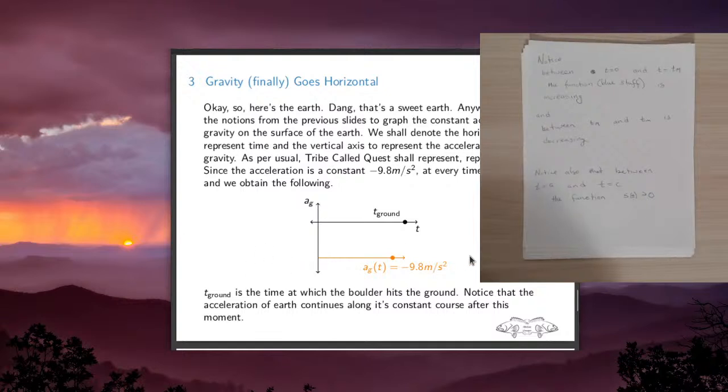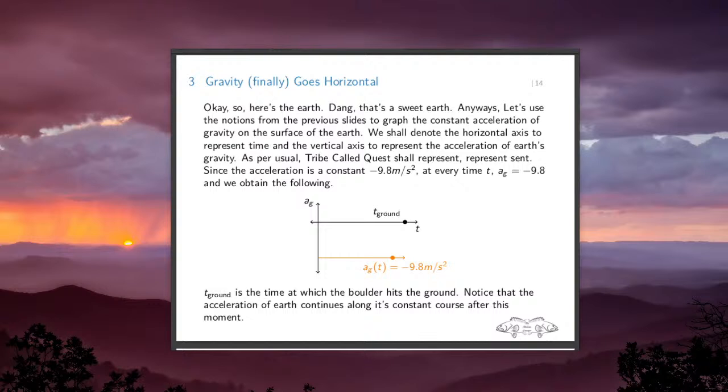I could have had it extend this way. I probably should have. But the important thing to notice here is that no matter how much time passes, the acceleration of gravity doesn't change. Yeah? No matter what you do, no matter how much time passes, the acceleration of gravity won't change. Now, eventually, I have this point marked here, t sub ground, and this is to indicate the point in time where the boulder hits the ground after being kicked off the cliff. But the acceleration is going to continue. It's always going to be negative 9.8, no matter what.